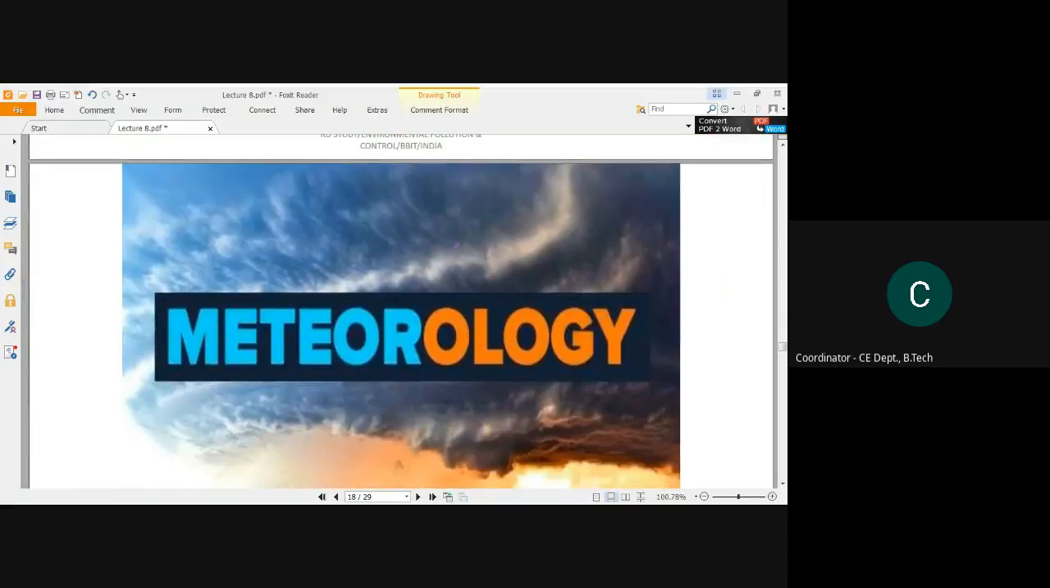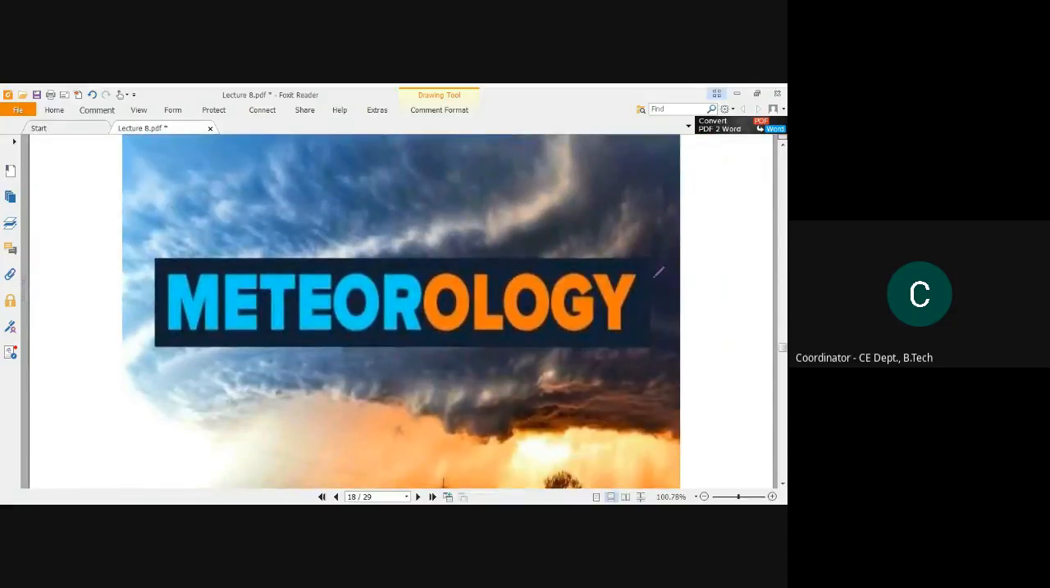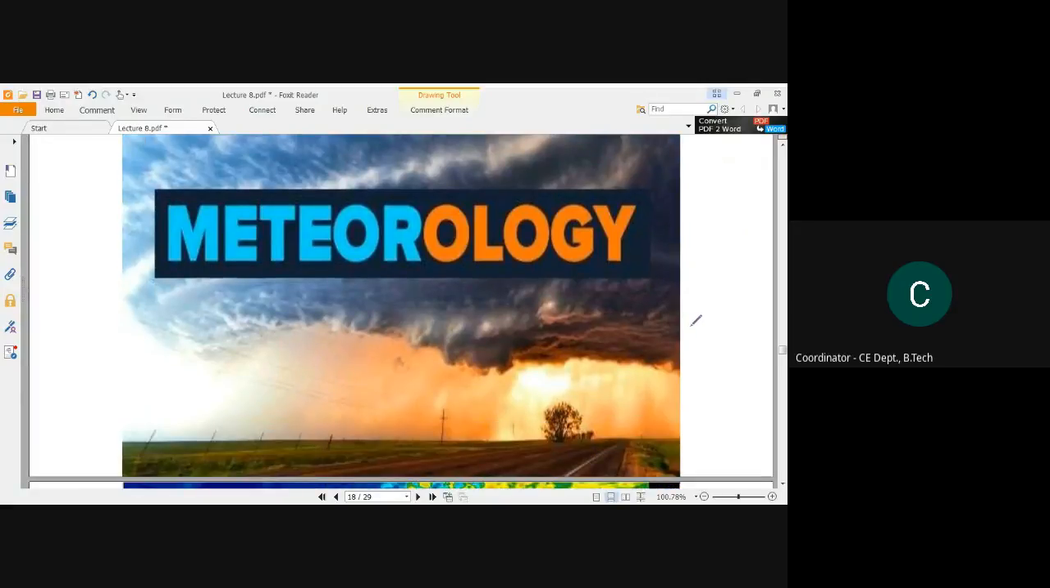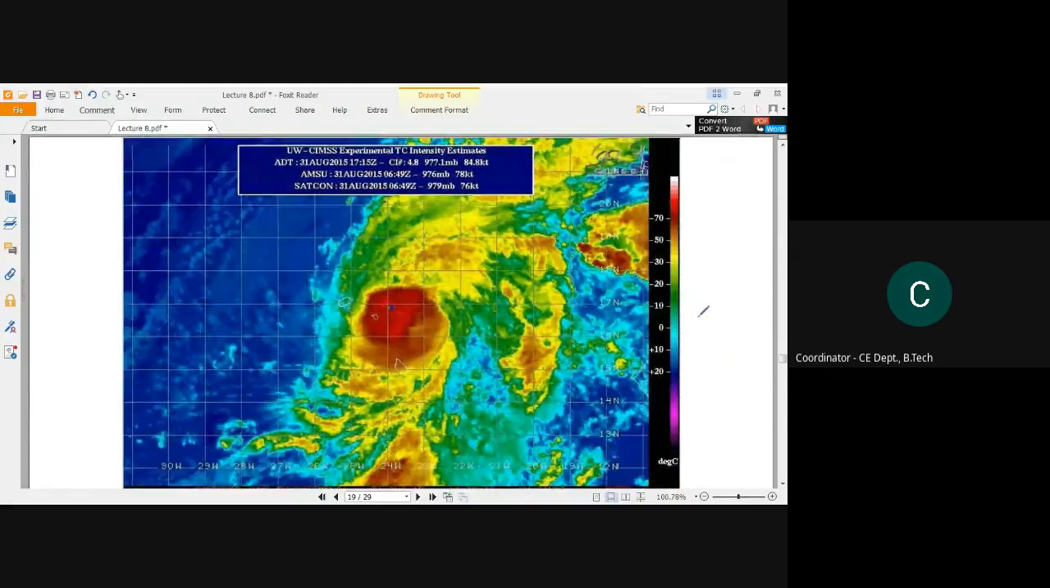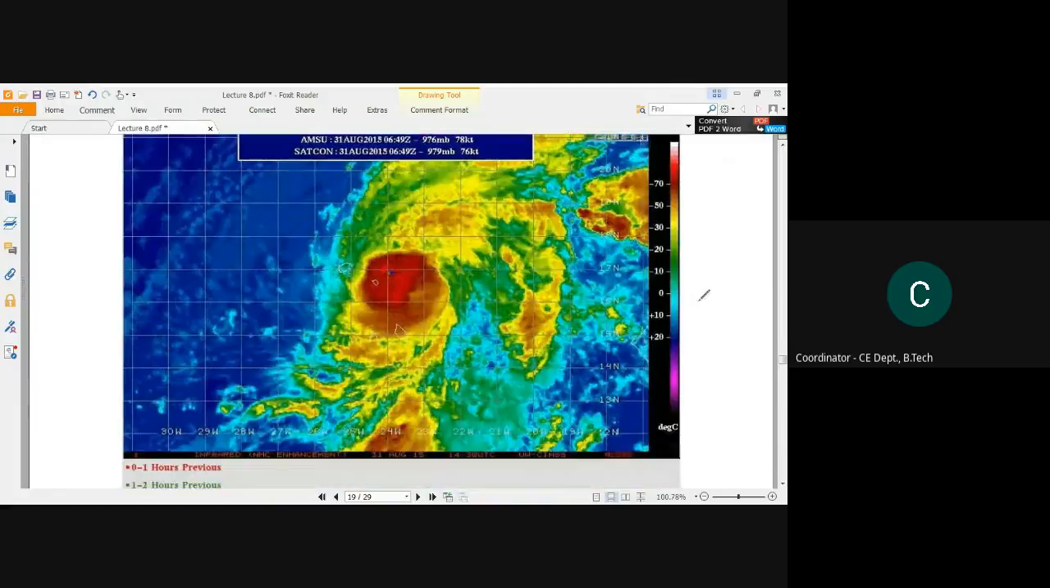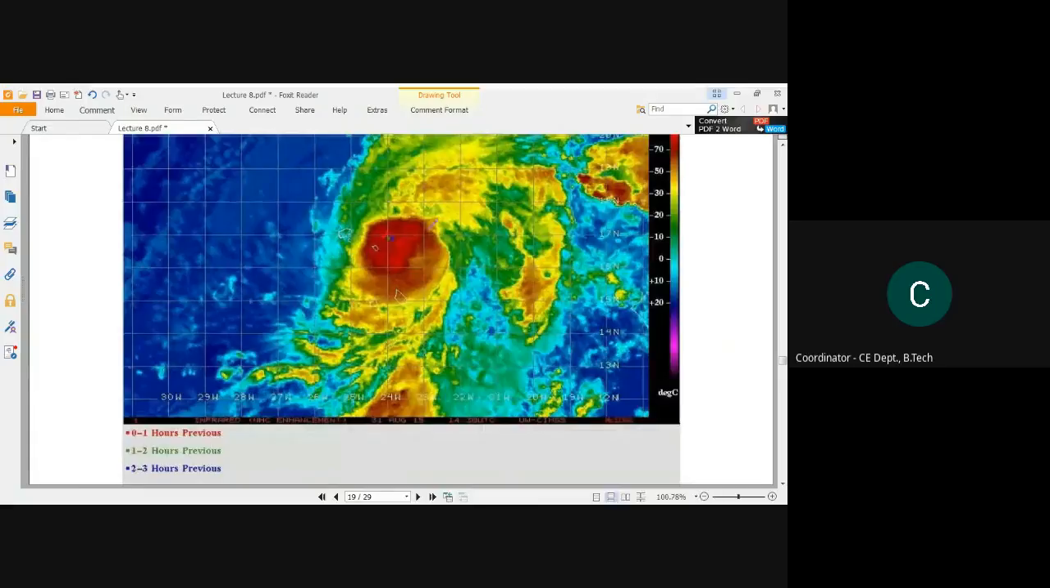Okay. So let us come to the next topic, which is meteorology. So what does that mean? Let me show you a diagram first. As you can see from this picture, on this axis the degree centigrade is given.